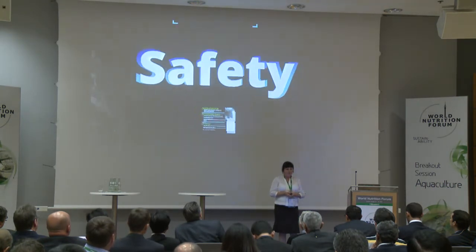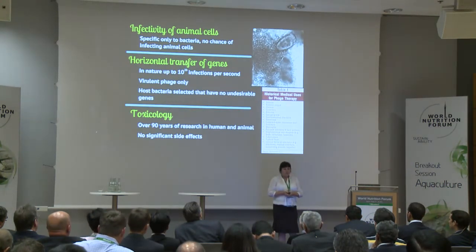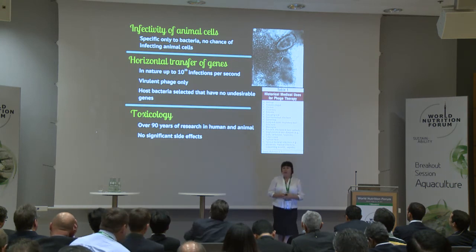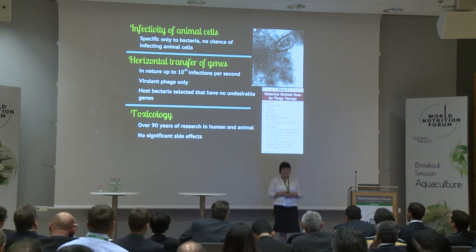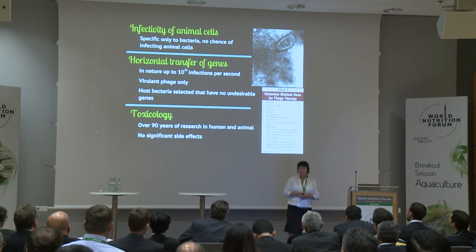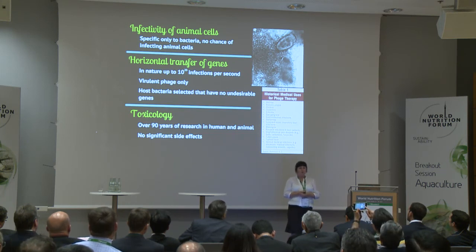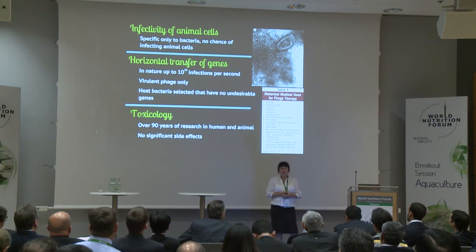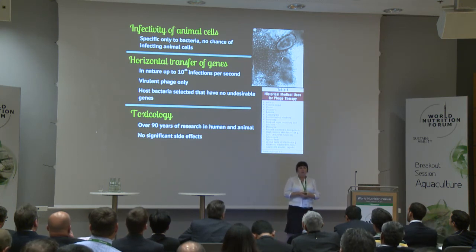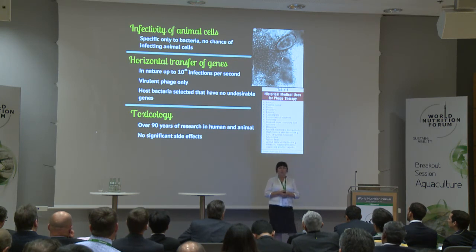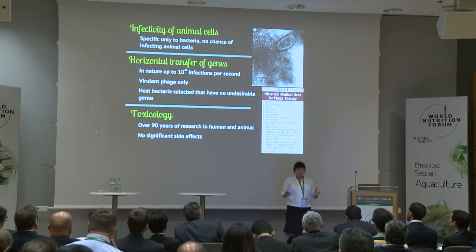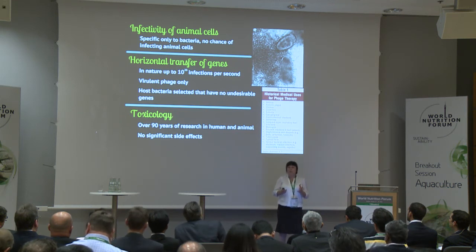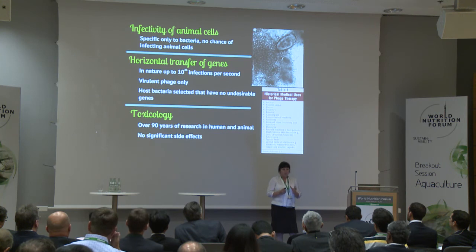So, again, the safety. Phage will not go across animal cells, so there's no worry about that. Horizontal transfer of genes is a major, major concern for everybody when we talk about phage therapy. It's crucial that the phage that are selected are virulent phage only and not temperate phage. They will destroy the cell, there is no gene transfer. In fact, in nature, there's up to 10 to the 23 infections per second, so it happens in nature anyway.